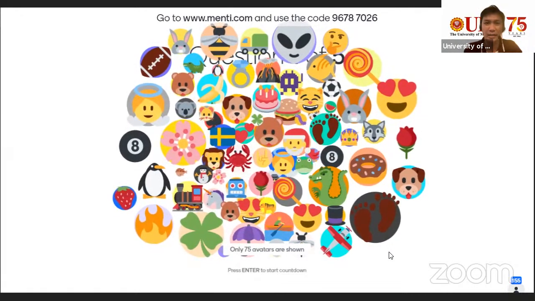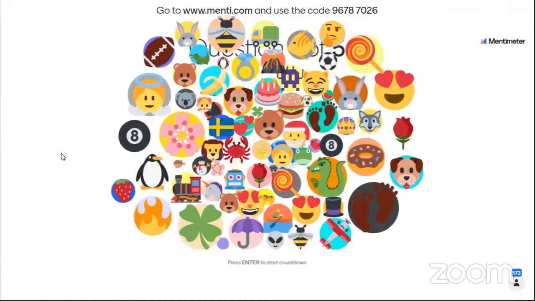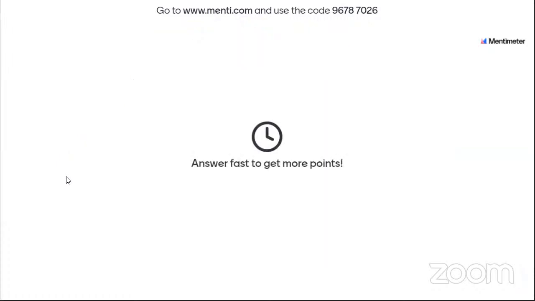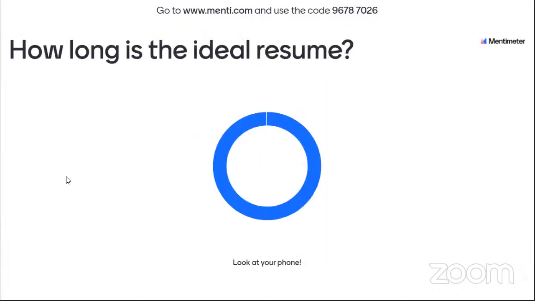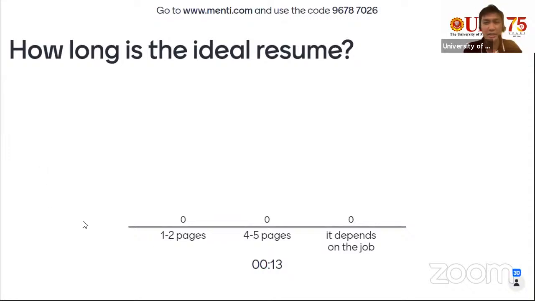Keep coming in. I think we can start our Menti. Let's start with the first one. All right, so how long is the ideal resume? You choose: 1 to 2 pages, 4 to 5 pages, or it depends on the job.